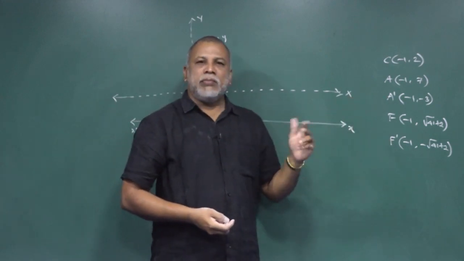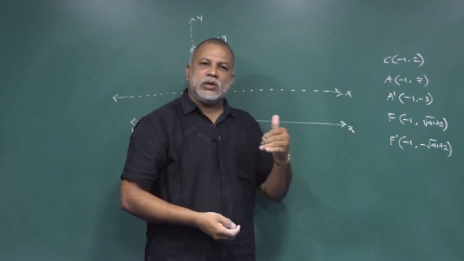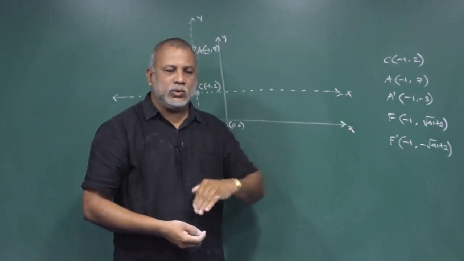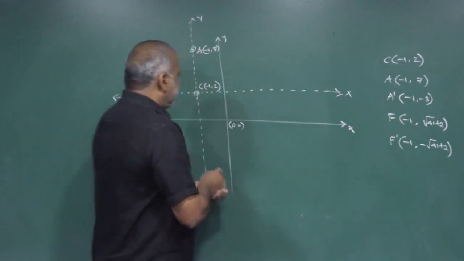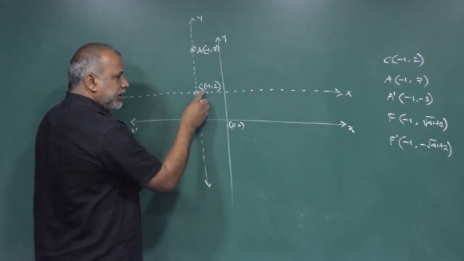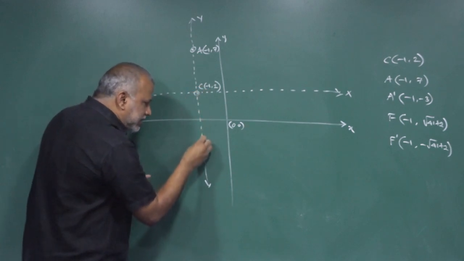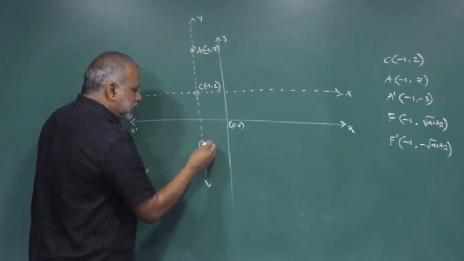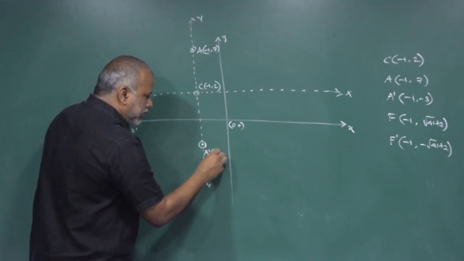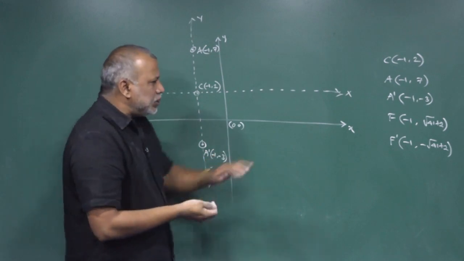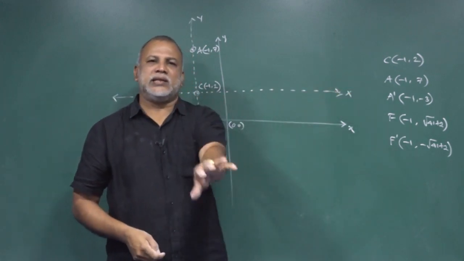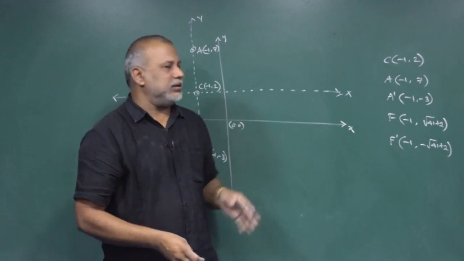See, A dash, minus 1, minus 3. Minus 1, minus 3 lies in the third quadrant. Already we have the center minus 1, 2. Again, minus 3 means it goes down. A dash, minus 1, minus 3. So, depending upon the points, you have to select the quadrant, and it is just graphical diagrams only.